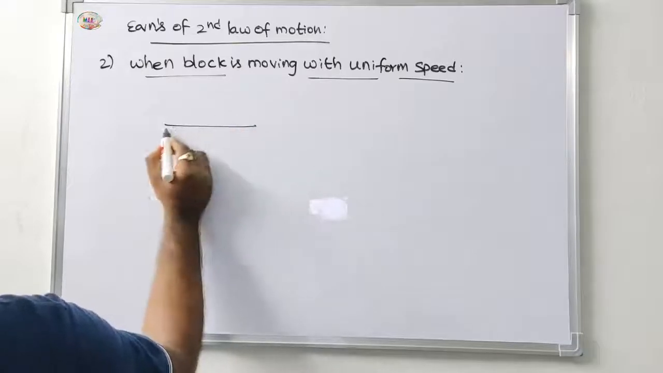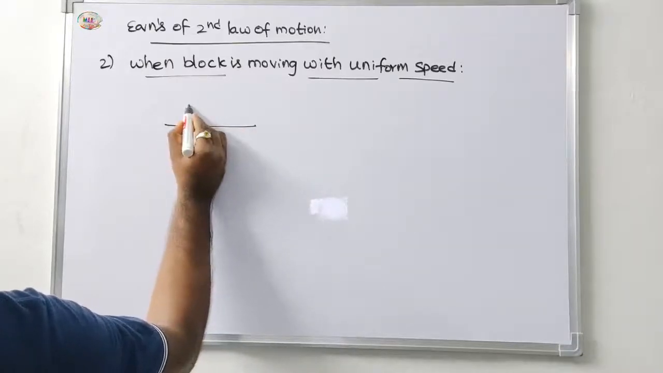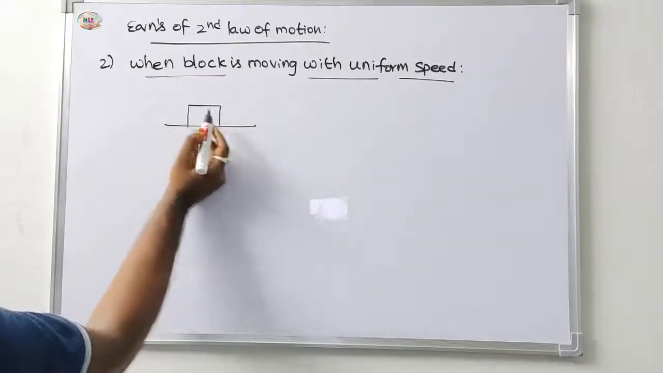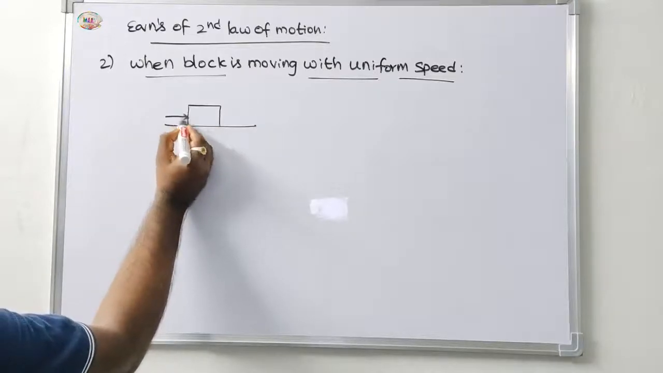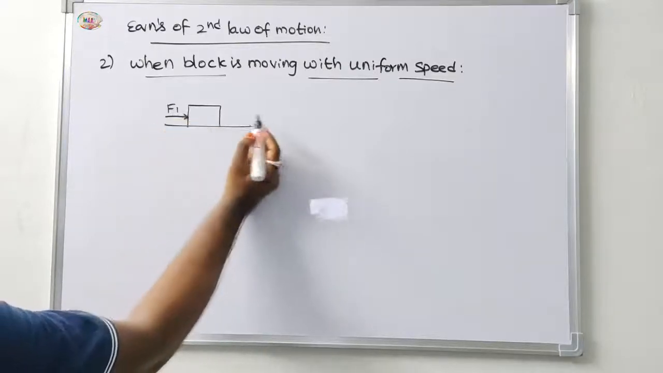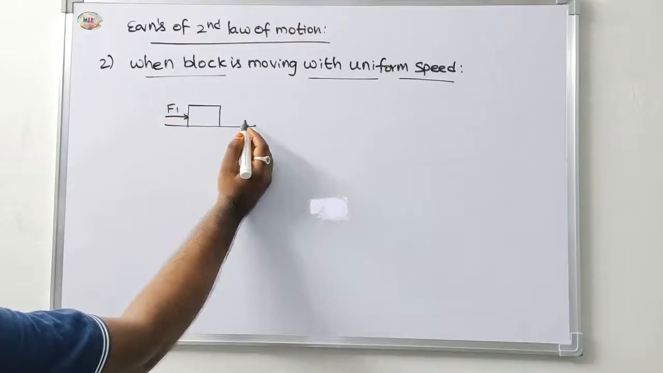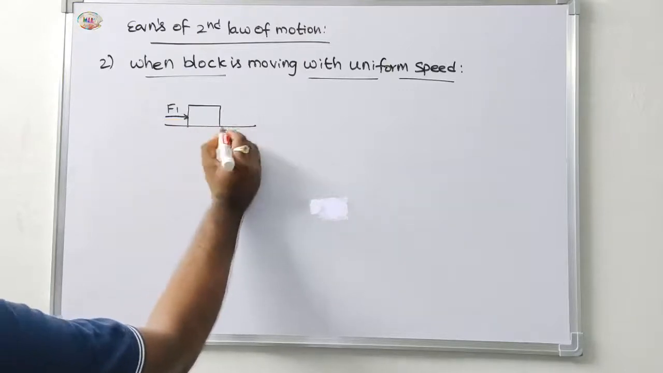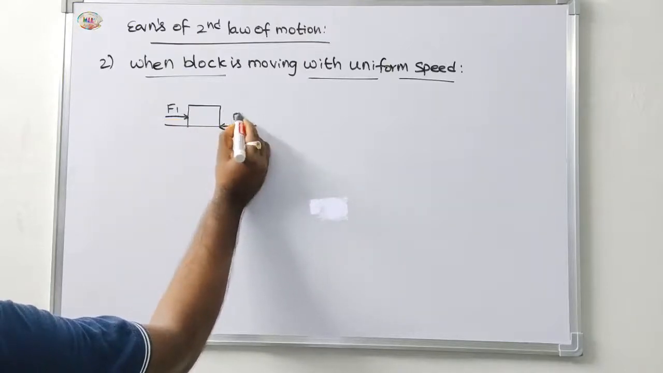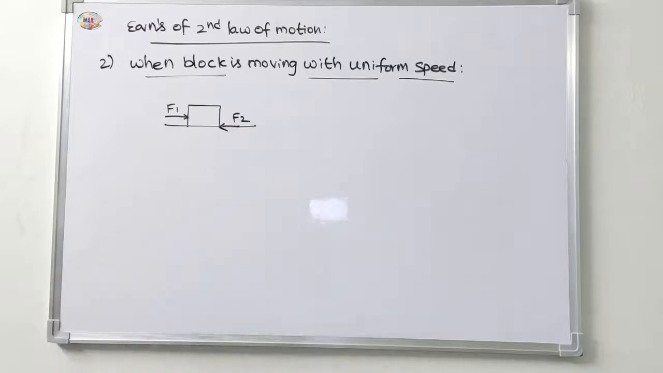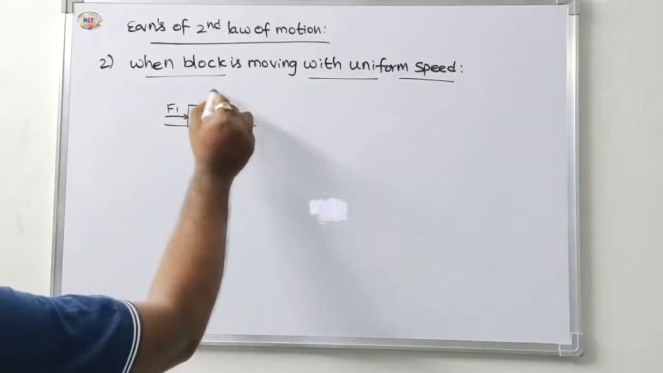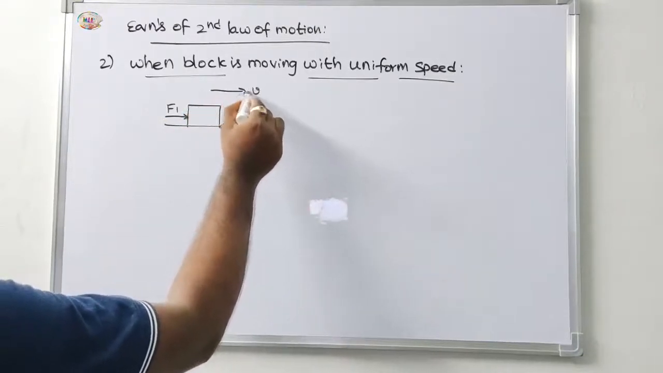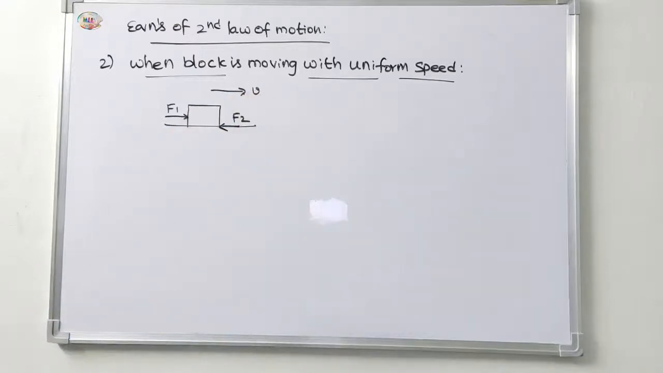okay, this is the block. One force F1 is acting in this direction. Opposite to it, one force is acting, that is F2. So it is moving with uniform speed V.